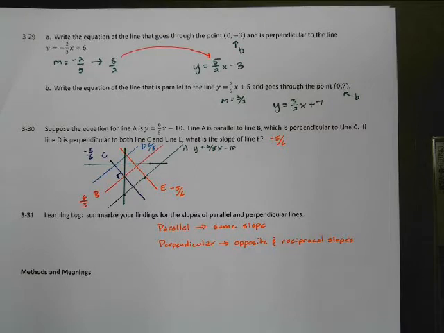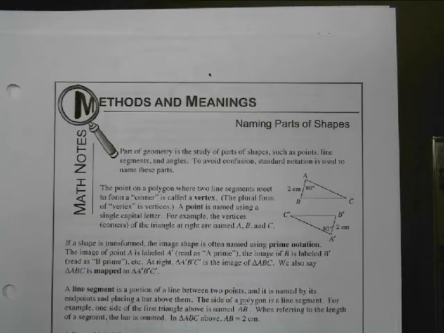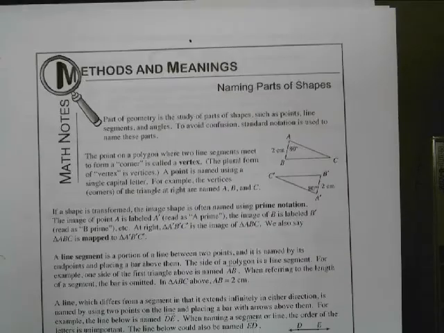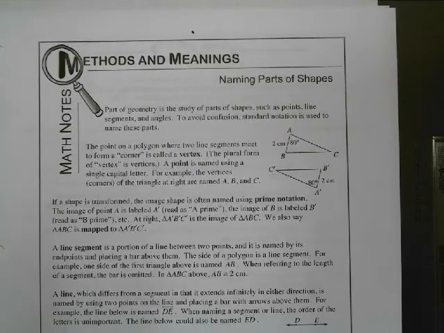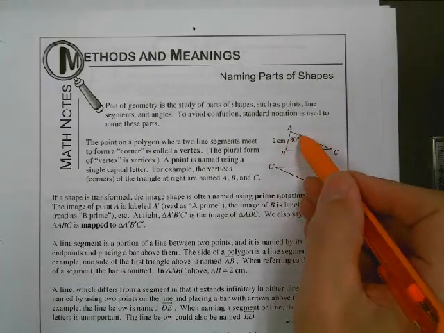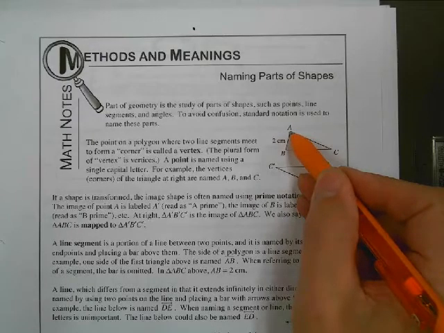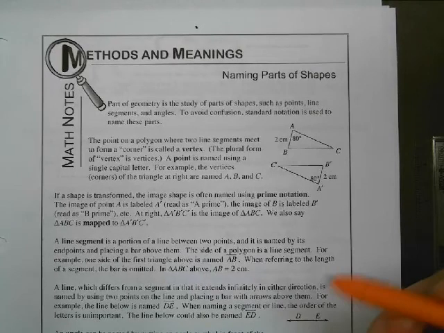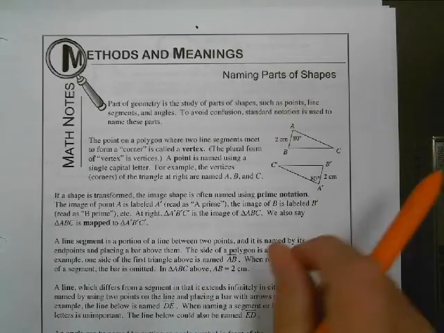Now there is a methods and meaning section to this as well, so you're going to have to watch out for that. It's in your book. This is just about naming different shapes. So these are like the conventions that we use to name something. So a corner, like this angle right here, is called A, so we call that a vertex. Okay, so there's a lot of different things that we do when we name stuff.